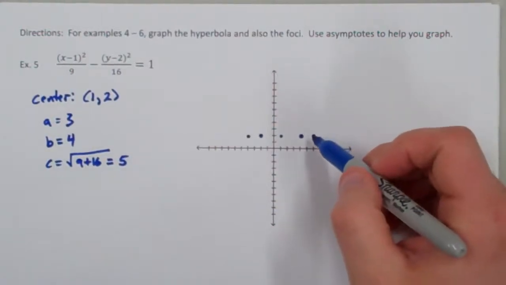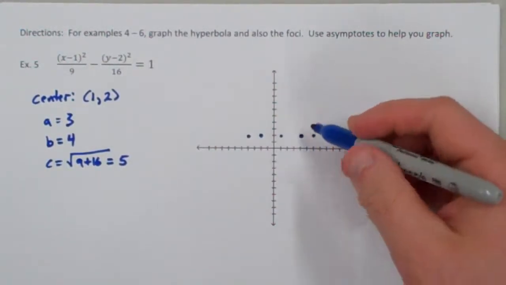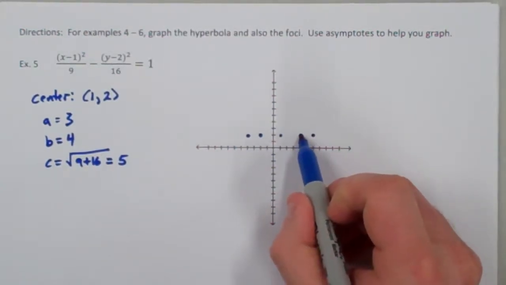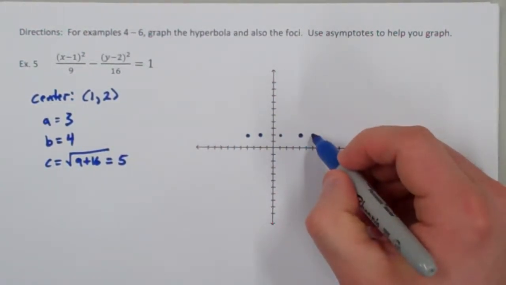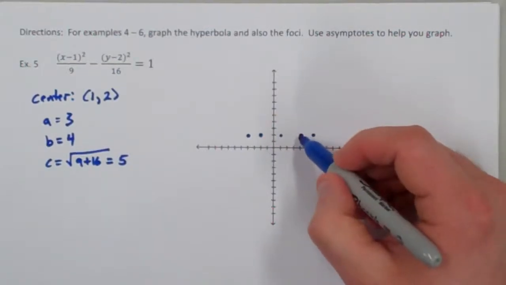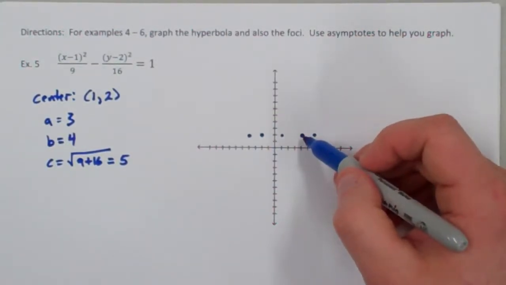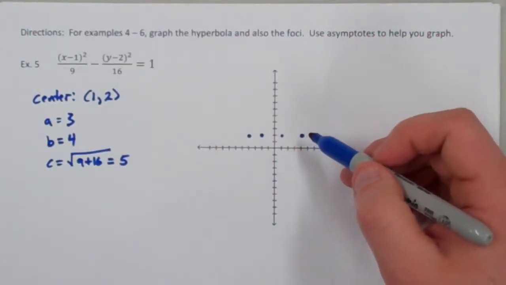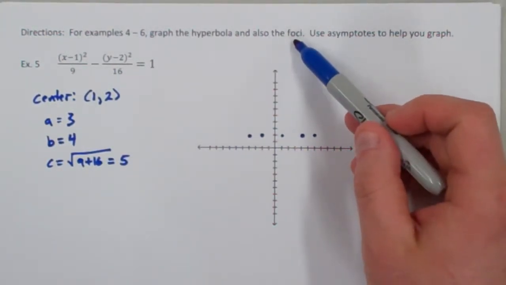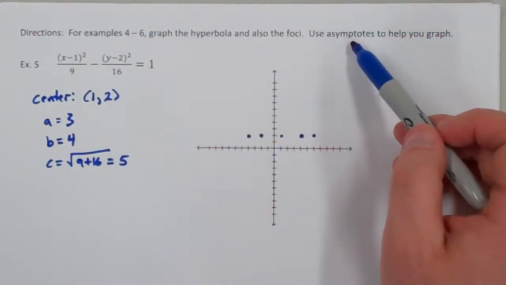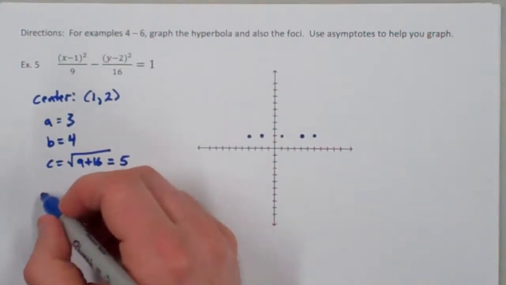If you're wondering where to start, sometimes I confuse myself just a little bit, but I always go from the inside point here, because the foci will be further away from the center than each one of the vertices. To graph this accurately though, we really should be drawing some asymptotes. We also need to find the actual foci. So let's find the actual foci, and we're going to use asymptotes to help us graph.